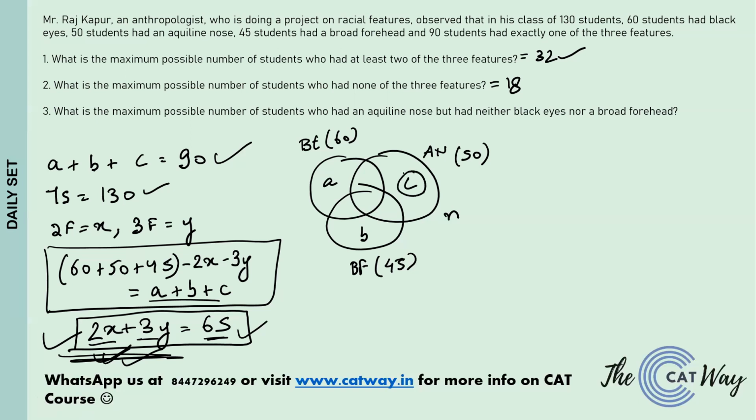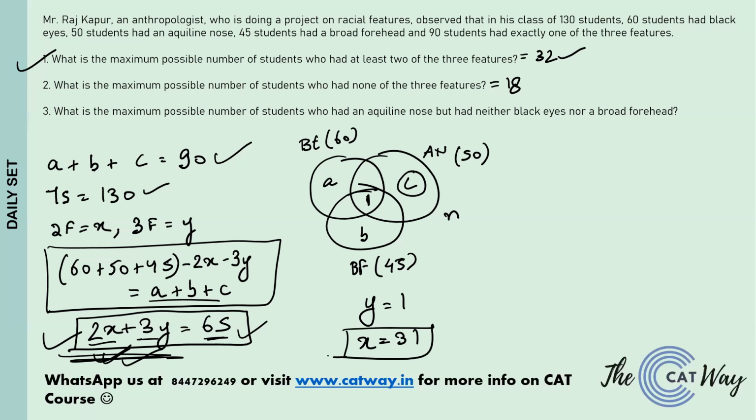Because y has a minimum value of 1, we'll try to minimize the number of people having 3 features, and for that we have already calculated in the first question. When we minimize the number of people who have 3 features, we get y equal to 1, and in that case x is equal to 31. So this is the condition that we'll begin with. So y is taken as 1, and x is equal to 31.